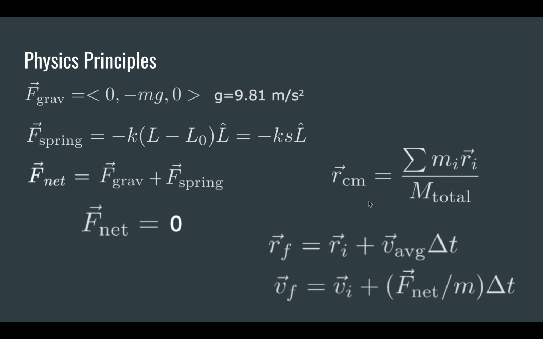Then, in order to find the center of mass of this slinky, I used this formula. Since we're just looking at one object, all the masses are equal, so they can cancel out, and that will just be equal to the average of all the points on the slinky. And then in the code, I will be using the position update formula and velocity update formula.